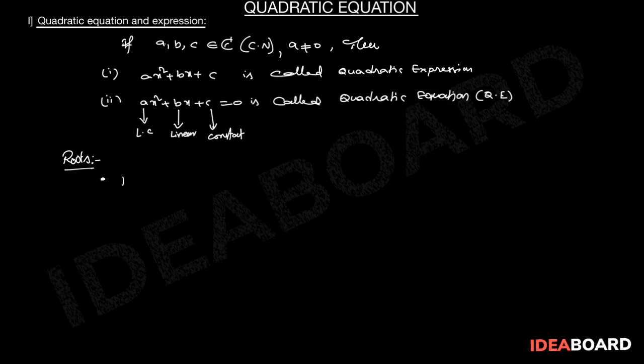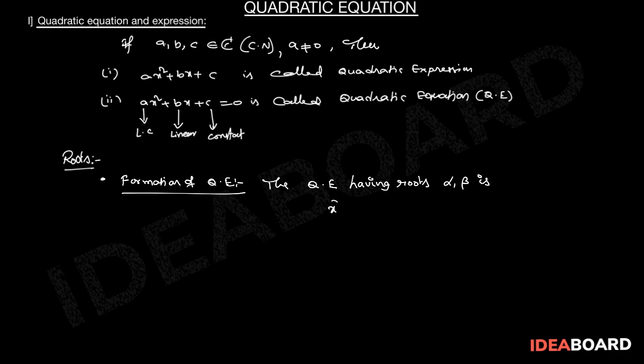Next one is formation of a quadratic equation. The quadratic equation having roots alpha, beta is x square minus (alpha plus beta) into x plus alpha into beta equal to 0. That implies (x minus alpha) into (x minus beta) equal to 0.